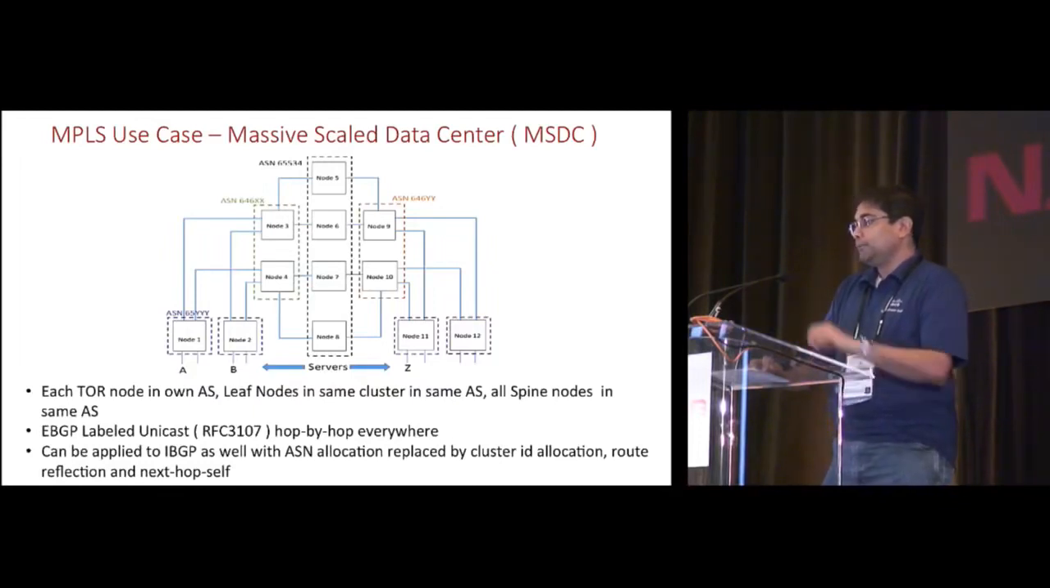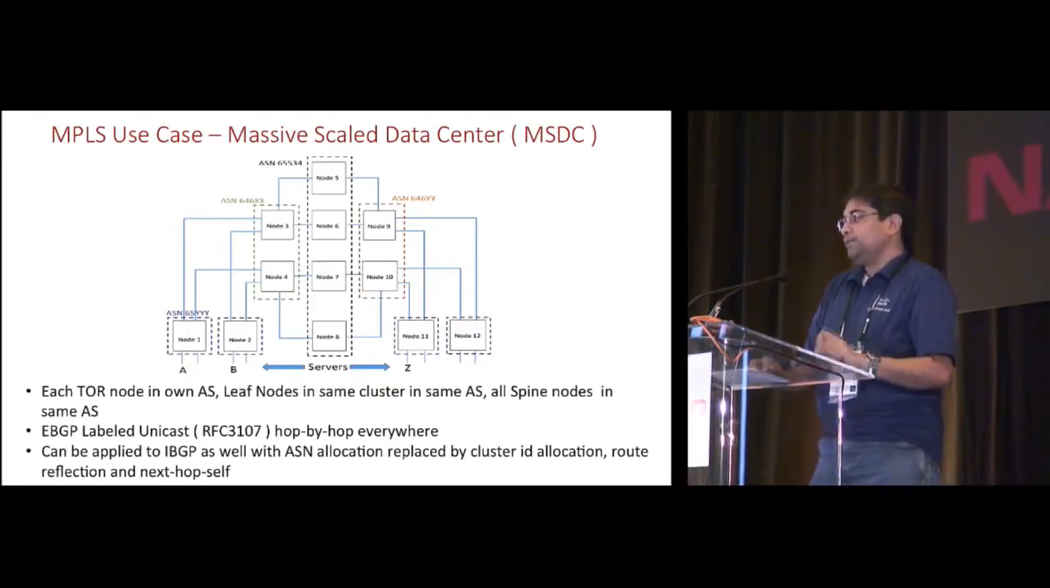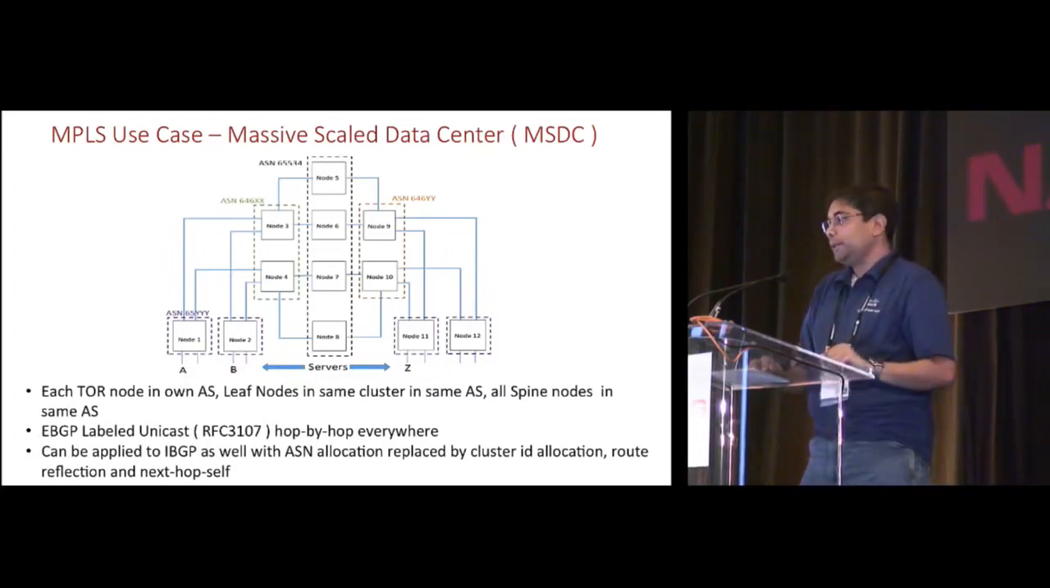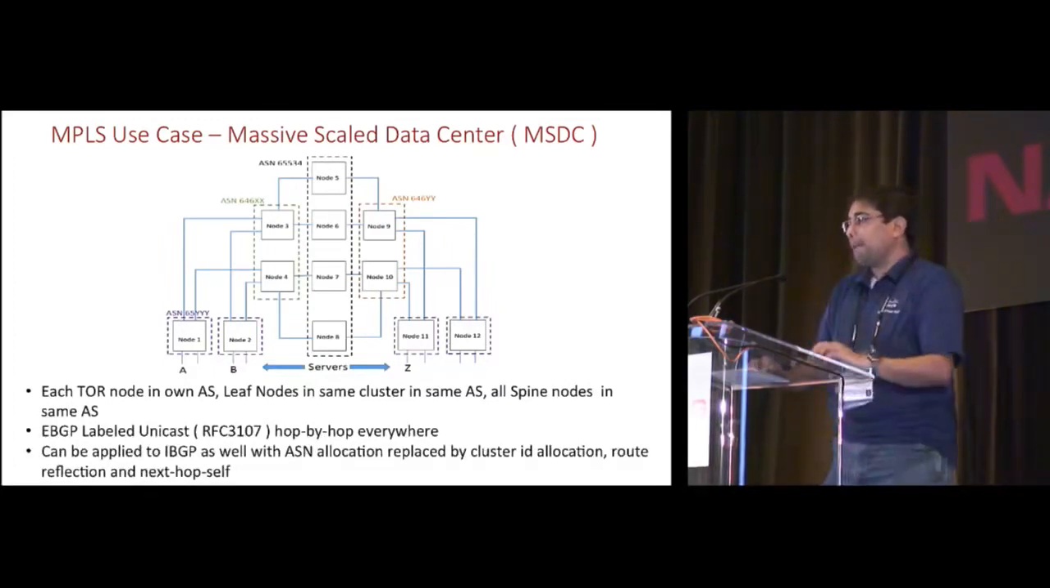So each TOR in its own AS, leaf nodes in the same cluster in the same AS, and all the spines in the same. And we are using eBGP labeled unicast in this case, since we are using MPLS data plane. It's hop by hop everywhere. And of course, as I told earlier, you can use iBGP as well, but the preferred method is with eBGP.